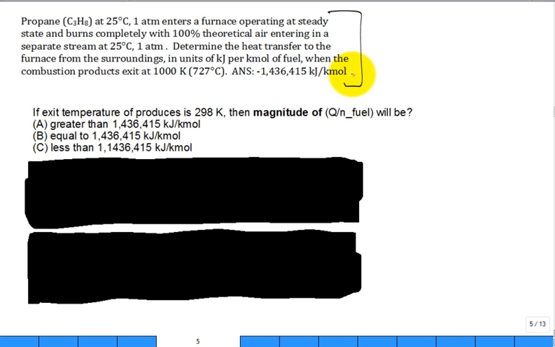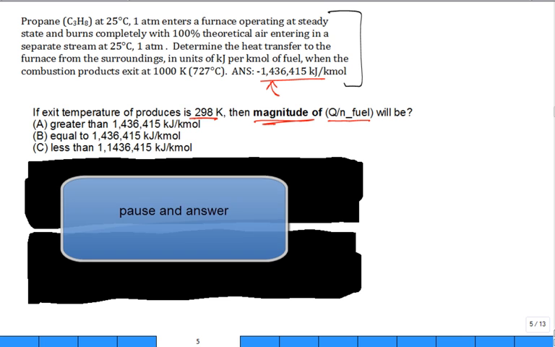All right, same problem, clicker question. So, same problem we just solved. Here's the clicker question. If the exit temperature of the product is 298 Kelvin, not 1,000, but it's now 298. That's the exit temperature of the products. Then the magnitude, forget about the negative sign. It's just how large that number is for Q dot over N dot, right? We knew it was 1.4 million, okay? But what will it be? Will it be greater than 1.4 million? Will it stay the same, or will it be less? So hopefully you understand the question.